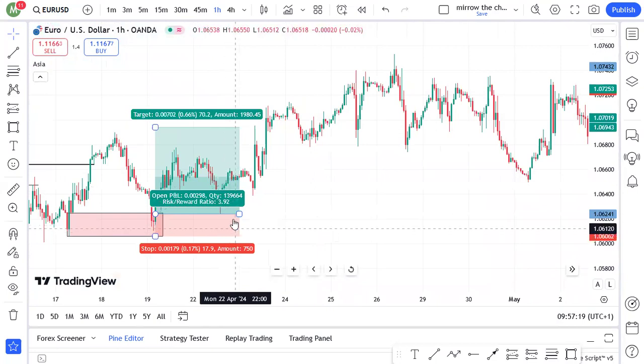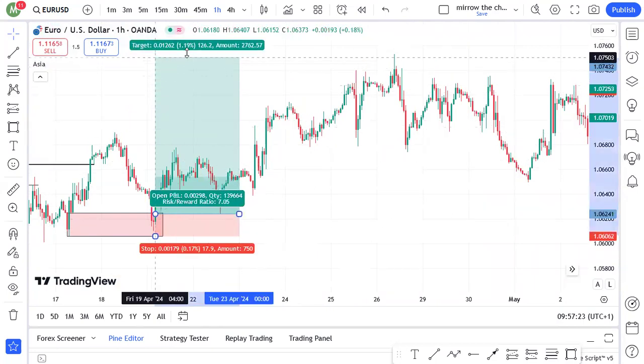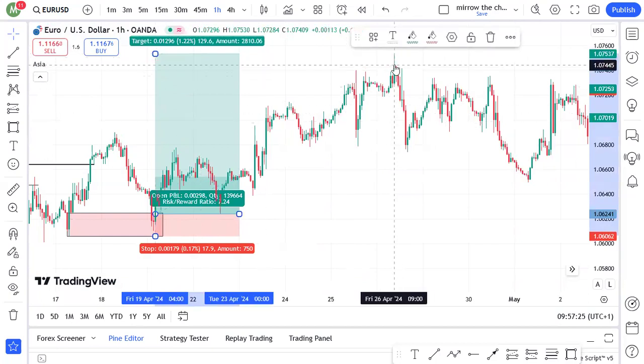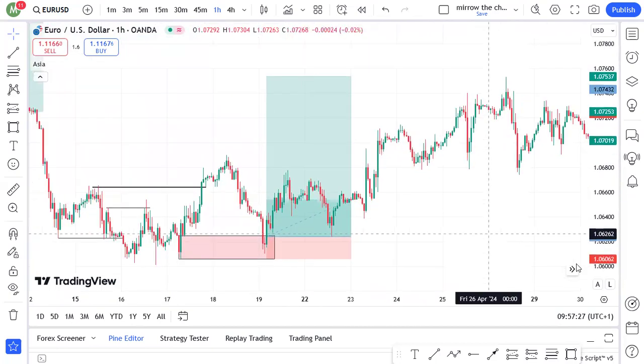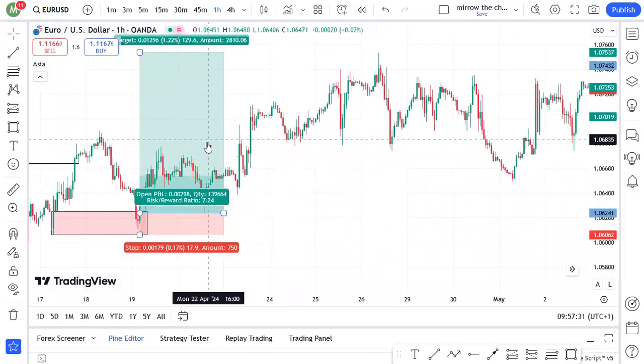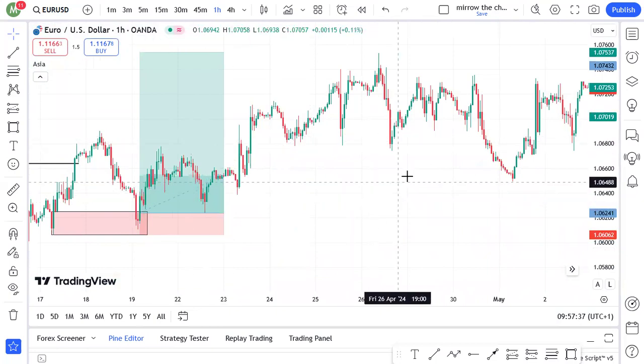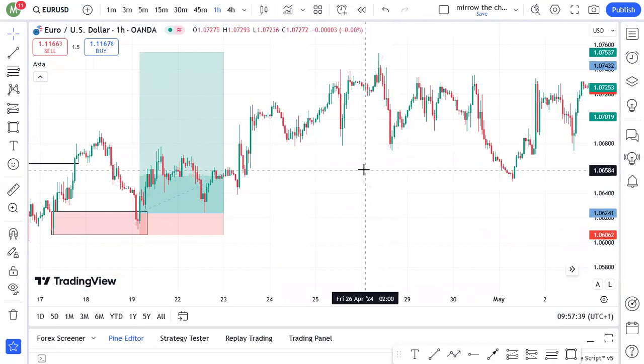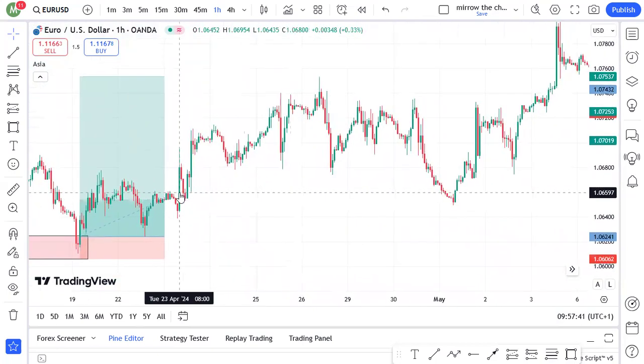Monday. See, this price played till almost what? Friday. It played till Friday. You understand? So you can imagine getting your what? This is almost 7R. You get your 7R. If you risk 1%, you get your 7% and move. That's enough for you to live, to enjoy your life.